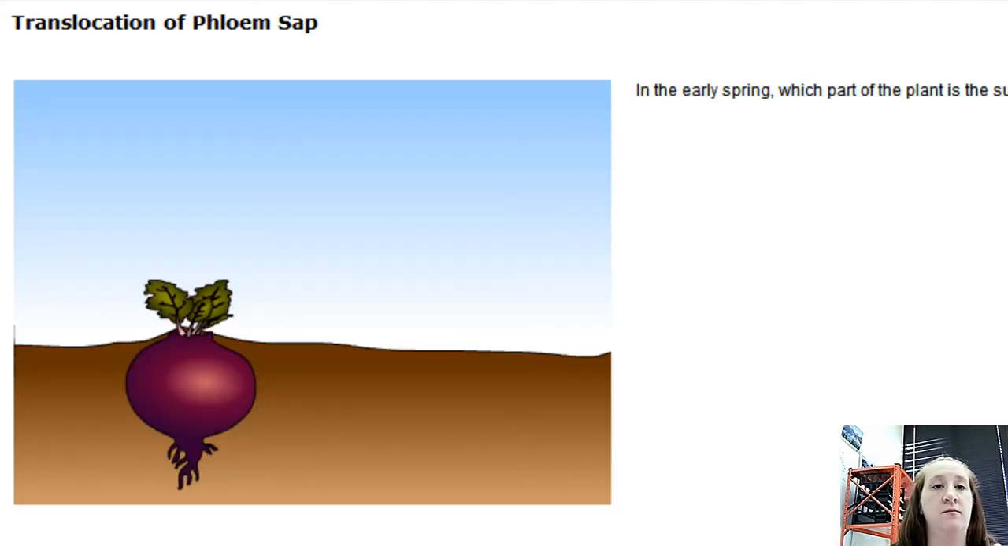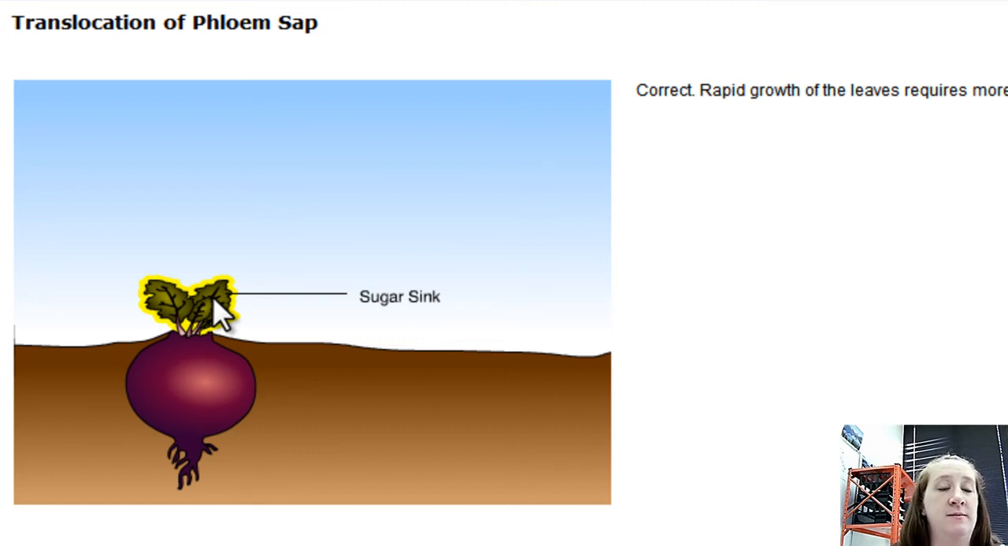In the early spring, which part of the plant is the sugar sink? Click on the sugar sink. So where is the sugar going to? It's going to the leaves where it's needed. Correct. Rapid growth of the leaves requires more sugar than they can produce through photosynthesis. Early in the spring, the leaves are the sugar sink. And remember, they're not able to do photosynthesis that quickly because they're really little, because they're just growing.